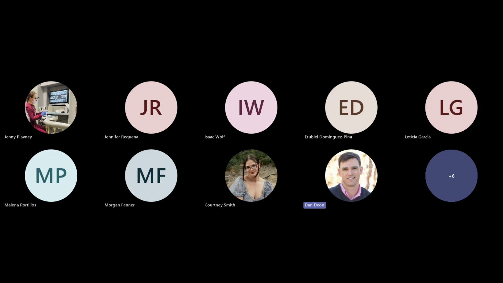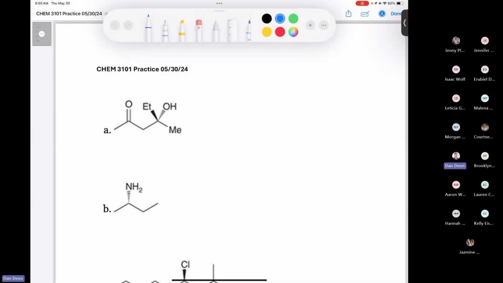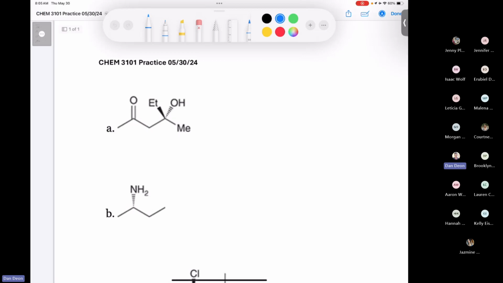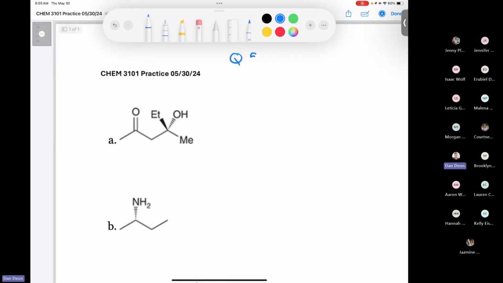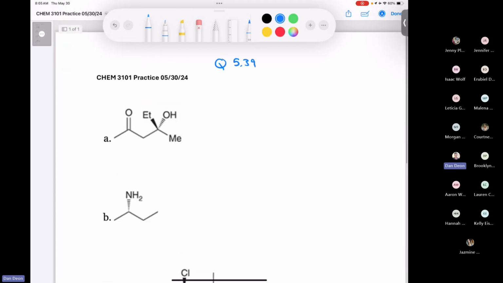Okay, Chemistry 3101. What I asked you to do for last class was to cover these problems. So this is question 5.39 from the textbook. I didn't write it down here, but this is question 5.39 from the 4th edition of Klein. So it's 5.39 A, B, C, and E.